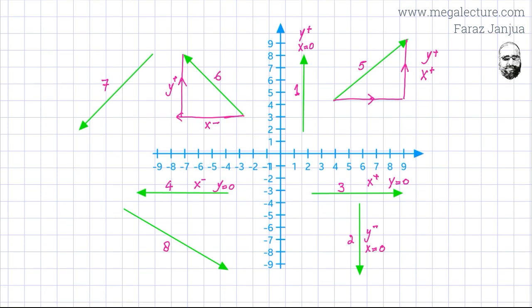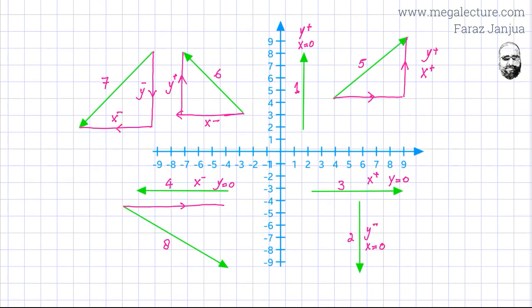The direction for the seventh one is down and to the left. So its y component is negative, its x component is also negative. What about this one? We can clearly see the x component is towards right. So its x is positive, but its y is negative.